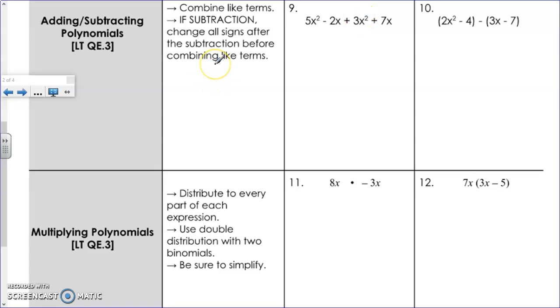Alright, we're going to look at the next four. We're starting our operations of polynomials. We're going to look at 2 for adding and subtracting. So here, there's no distributing to do or anything first, so we're going to try to find our like terms.